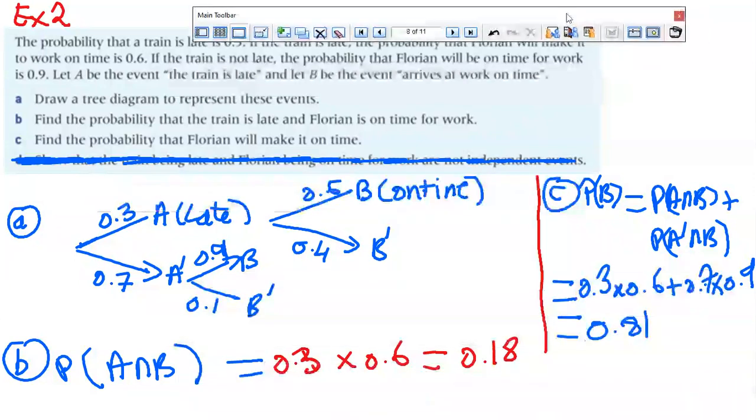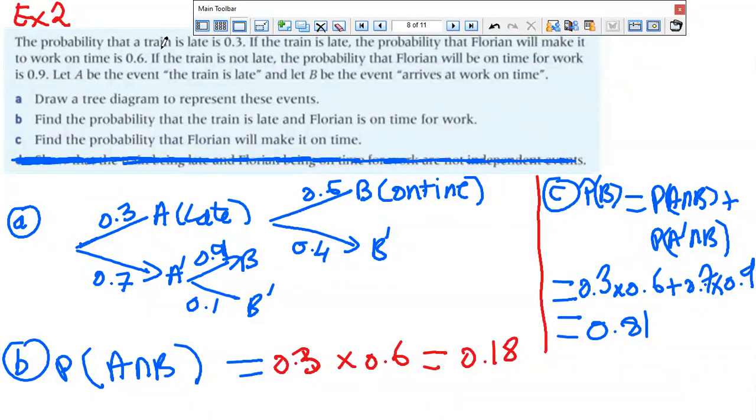Okay, if you can read here. The probability that a train is late is 0.3. If the train is late, the probability that Florin will make it to work on time is 0.6. If the train is not late, the probability that Florin will be on time for work is 0.9.